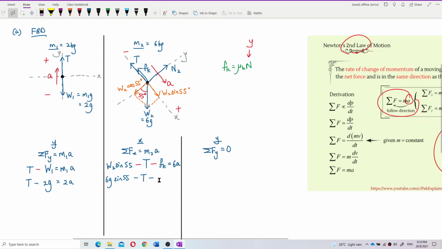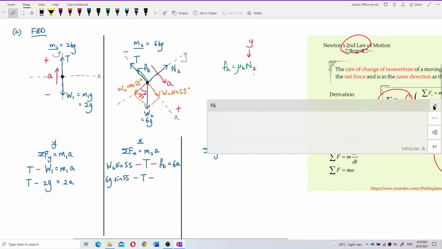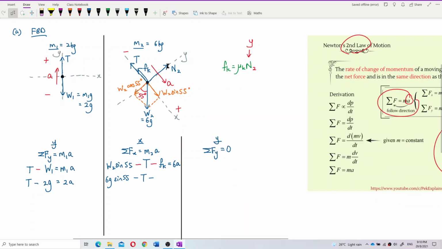Okay, so this one I cannot continue. I must do the y component. So the y component has the normal force. So this one is friction, and we can put this is normal force 2. Friction is mu k N2. Okay, so let's do the y component.